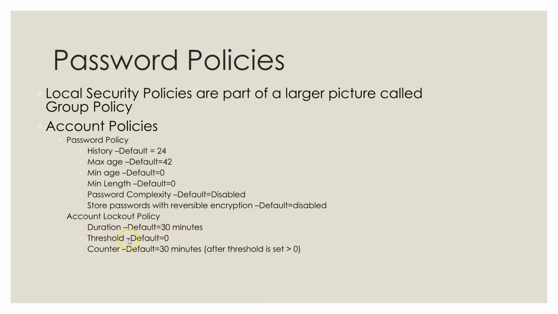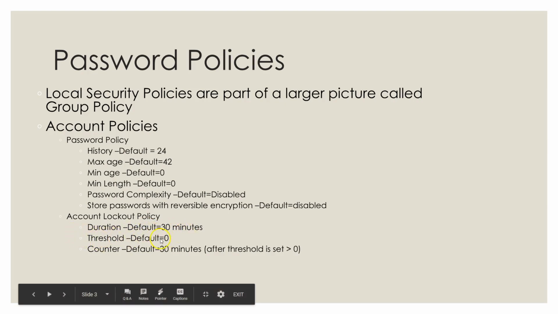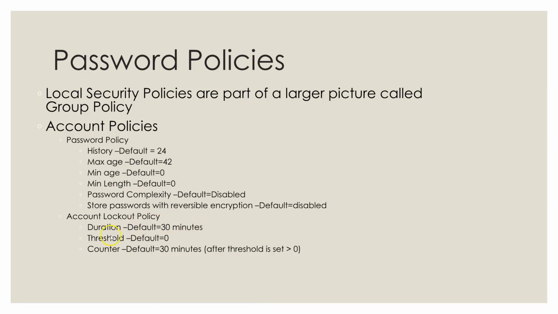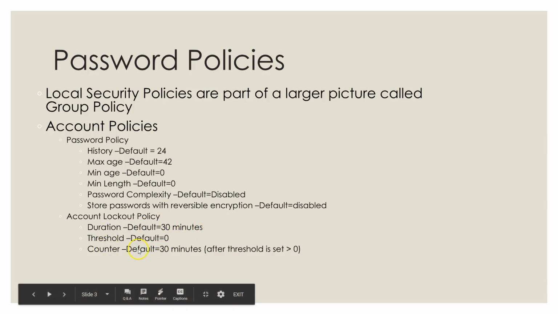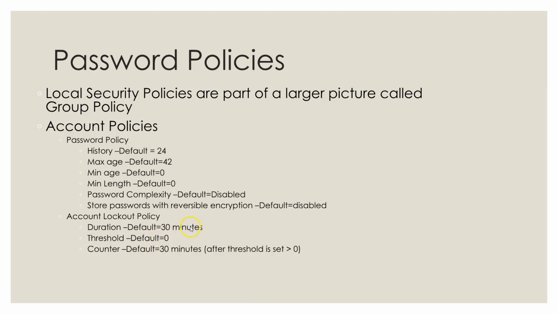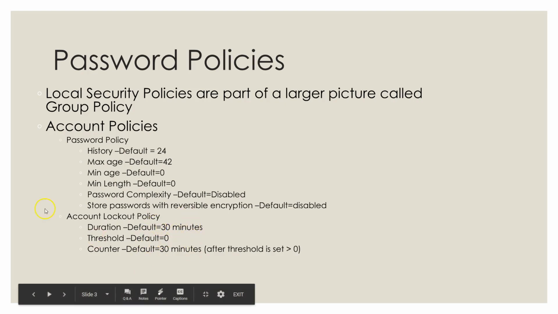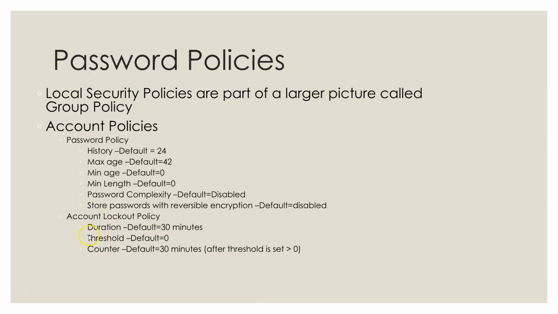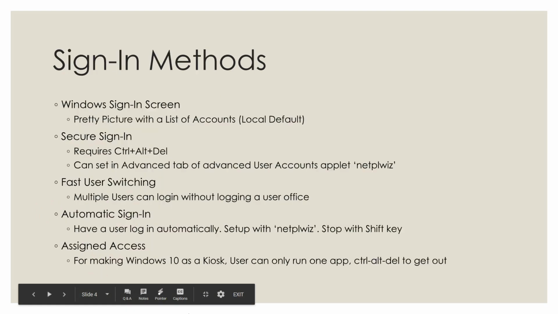Right now it's turned off. By default, it's turned off. If you turn it on, you put that to 3. You would get 3 bad guesses, and then no one would be able to log in for the next 30 minutes. The counter default is 30 minutes. That's how long before it resets the threshold back to 0. So you get 3 bad guesses in 30 minutes, and after that, it's going to lock you out for 30 minutes. All right. So you have those 3 settings under account lockout policy: duration, threshold, and counter.